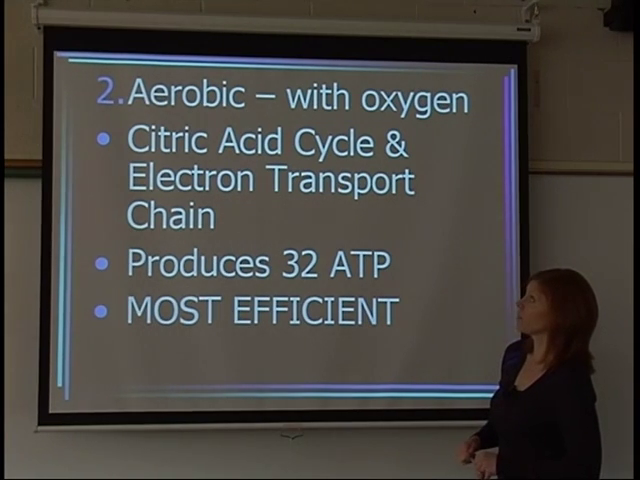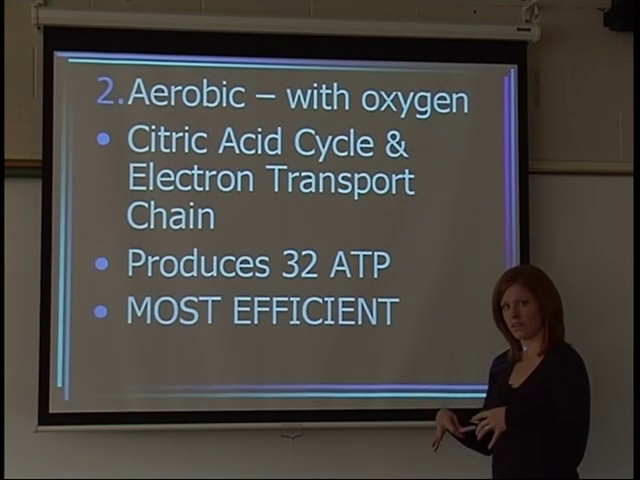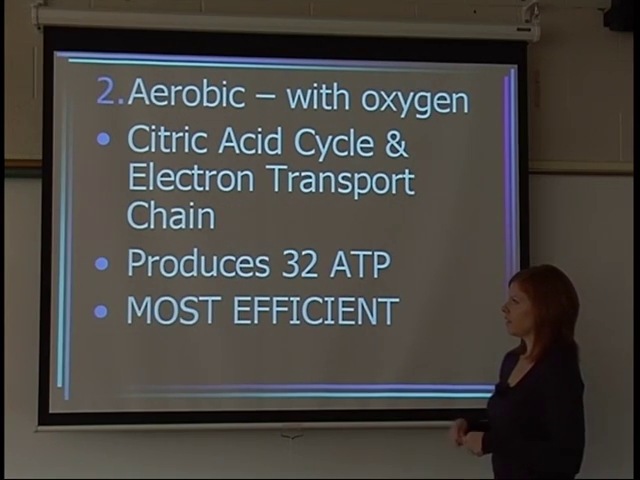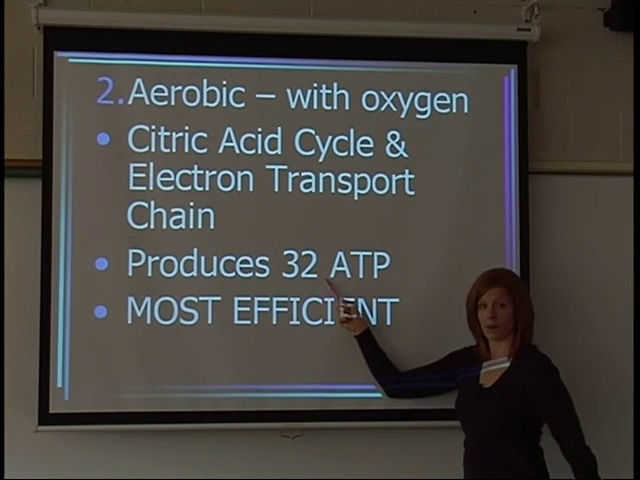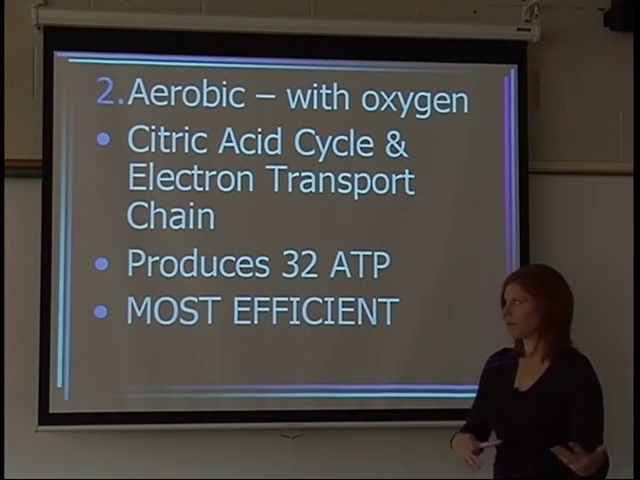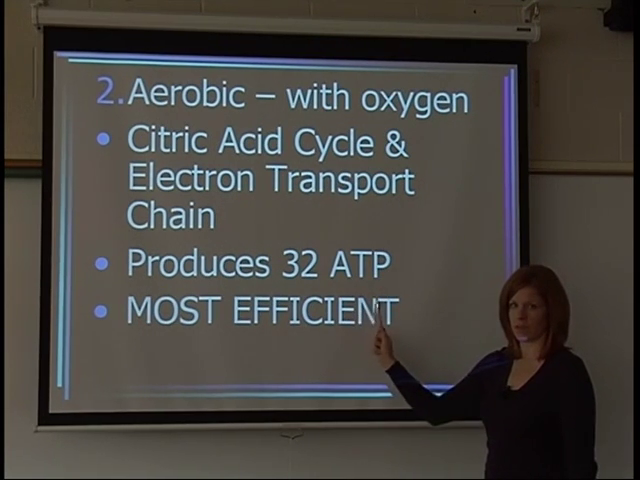The second step of respiration is called aerobic, which means with oxygen. There's a large process that goes into this. To sum it up, the end result of aerobic respiration is that you're going to produce 32 ATP as opposed to the 4 that were produced with the anaerobic. So this is much more energy being produced, and it's much more efficient.